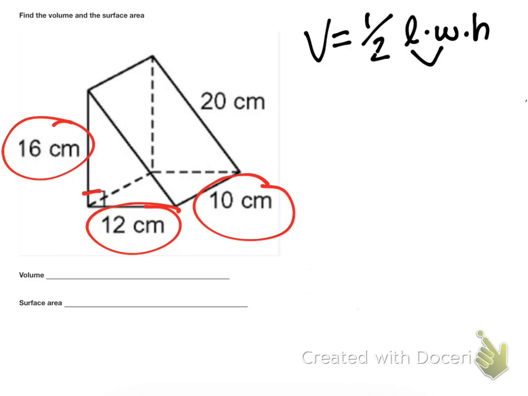They all form right angles. 16 and 12 form a right angle. Here you can't see it, but 12 and 10 form a right angle. And 16 and 10 form right angles. Do we see that? We see how they all form right angles?